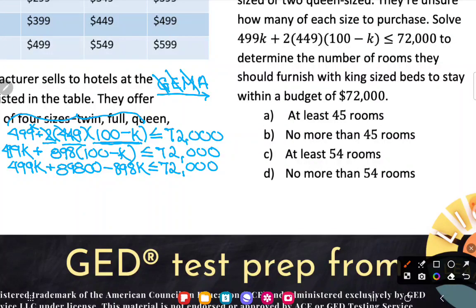Great. Finish my multiplication. But there is some addition I can do. I see some like terms. There's a K term and there's another K term. I can combine them. And because I'm on the same side of the inequality, don't use opposites. You obey the signs. So 499 minus 898 gives me negative 399K. I use that, but I haven't used this.